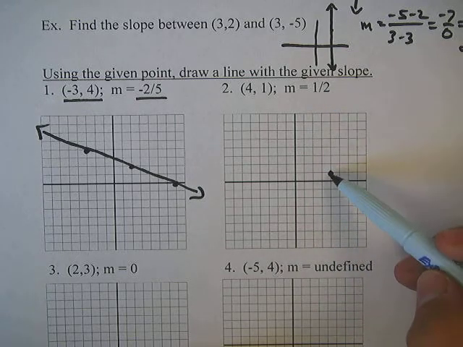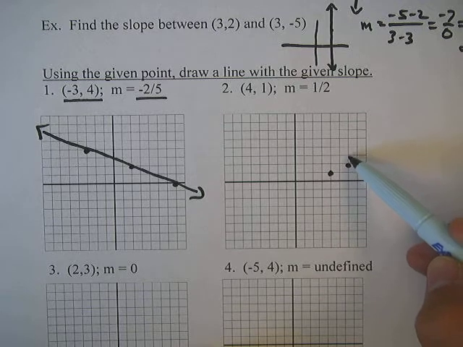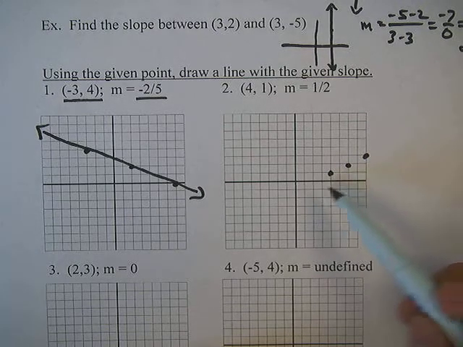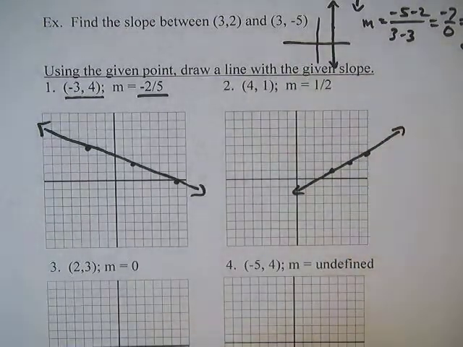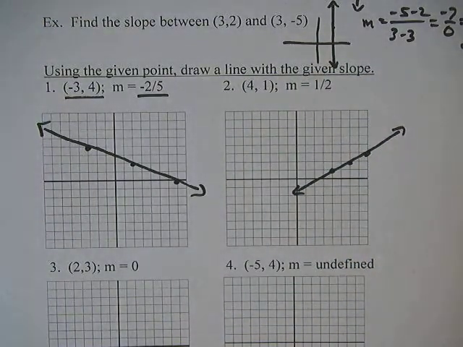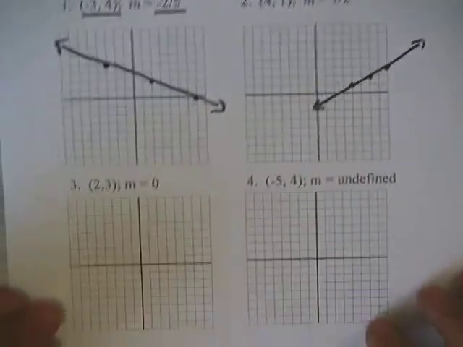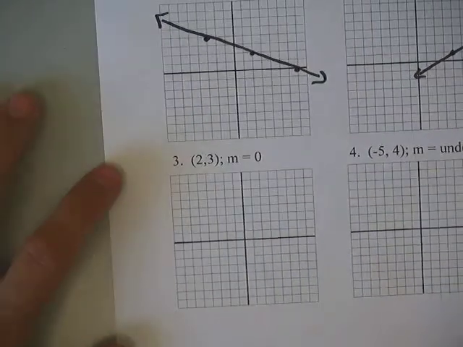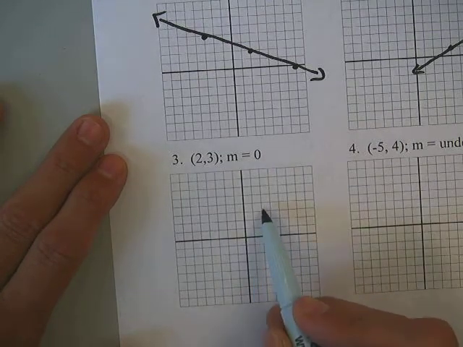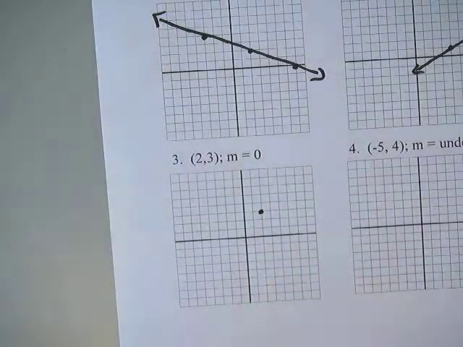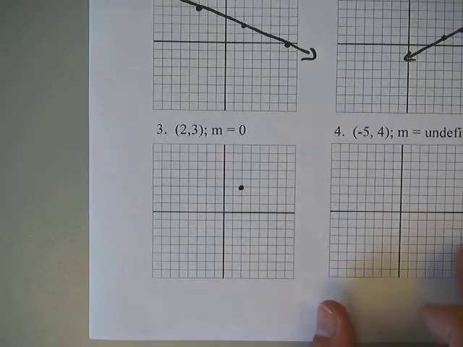Let's try another one. What about this one? I want you to draw a line that goes through (4, 1) and has slope of 1/2. So I'd go to the right, 1, 2, 3, 4, up 1. And then slope 1/2, I'd go up 1 to the right 2. Up 1 to the right 2. And then draw my line. Now, let's get down to these last two.